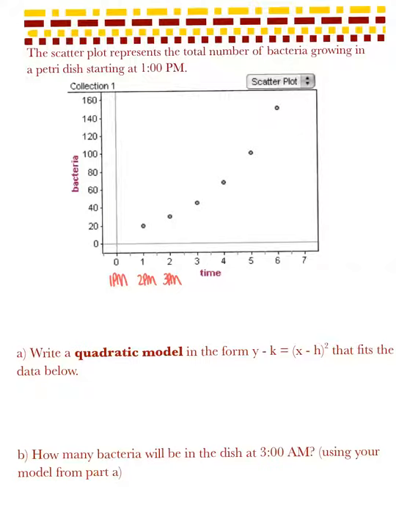It tells me after 1 hour there's 20-ish bacteria, it looks like. And then the thing looks like it's growing kind of in a curve to me. So the first part here says write a quadratic model in the form of y minus k equals, should say a times x minus h, let's add in an a there, times x minus h squared that fits this below. So it even tells me to use a quadratic.